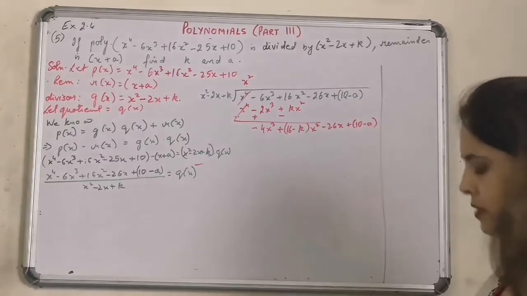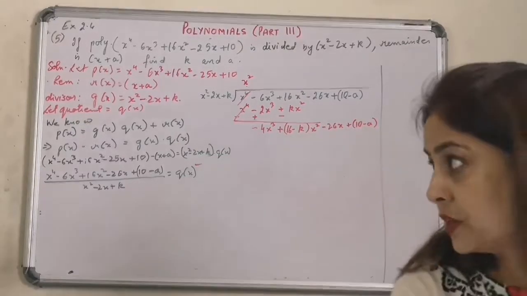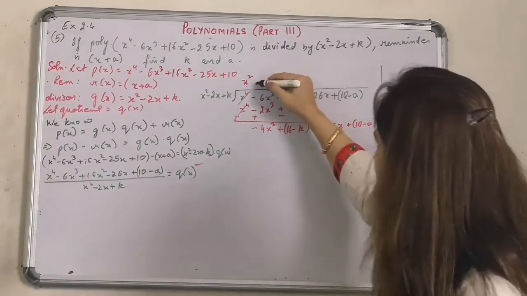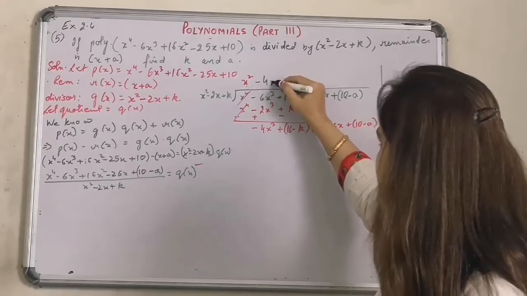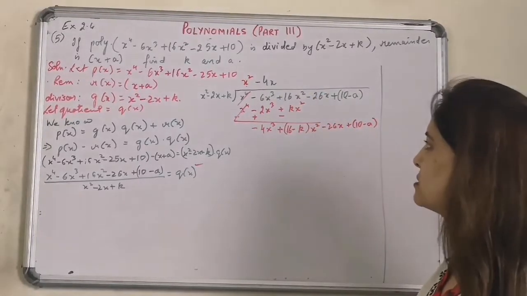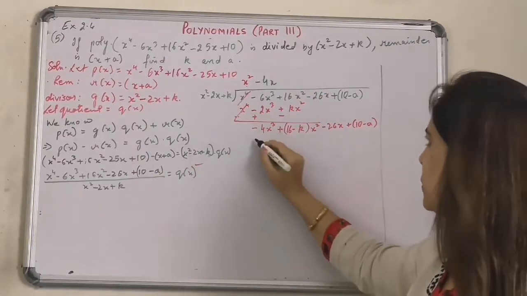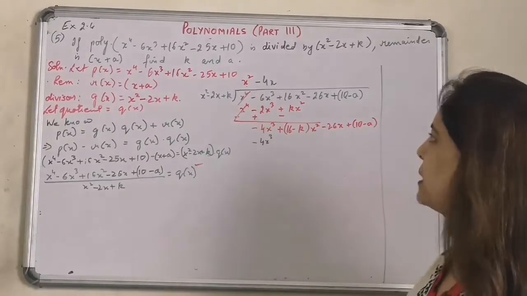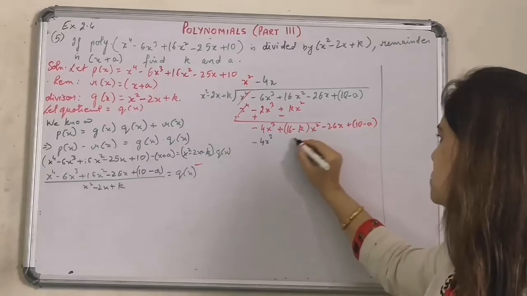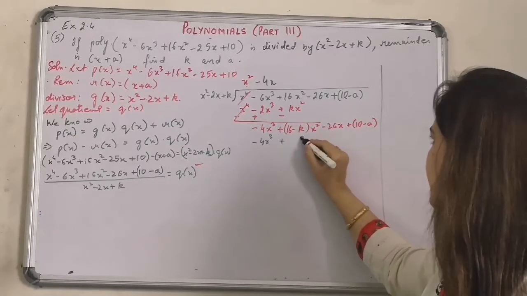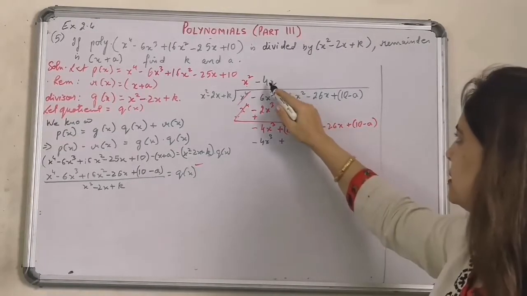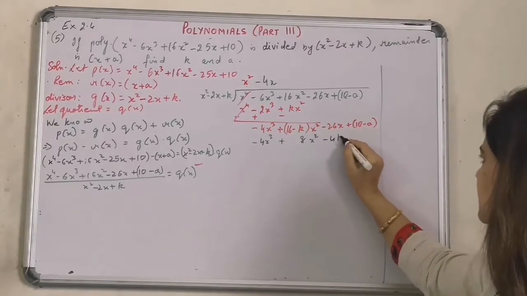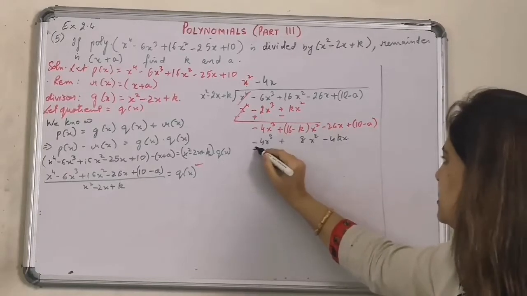Your next step. The first part of the dividend now is minus 4x cube divided by x square, which is going to give you minus 4x. Now minus 4x is going to multiply with each term. We get minus 4x cube. Minus into minus is plus 8x here. So it comes over here. Plus 8x here. This is minus 4kx. Signs are altered.